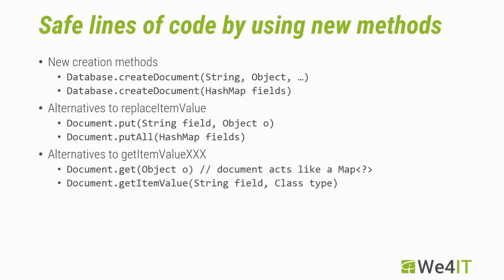Alternatives to GetItemValue, and I use that XXX to point out that in Java there are several GetItemValue methods available: string, integer, double, and so on. You can, and this is really great, also treat that document object like a map by using a get method, and you deliver the key value to gain the item value. And the second one is my favorite. The GetItemValue method is still existing, but with a second parameter. The first is the item name, of course, but the second one gives you the possibility to define the return value of that GetItemValue method.